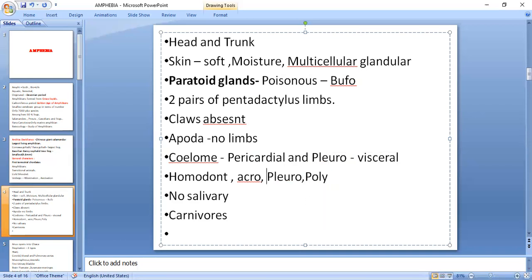Right. So here, I have already explained, for example, if the teeth are directly attached to the jawbone, that kind of arrangement is known as acrodont type of teeth. Pleurodont means a little bit lateral, attached to the side of the jawbone.